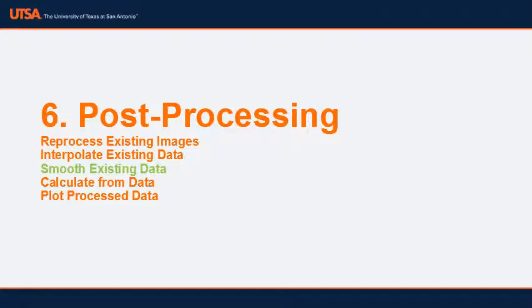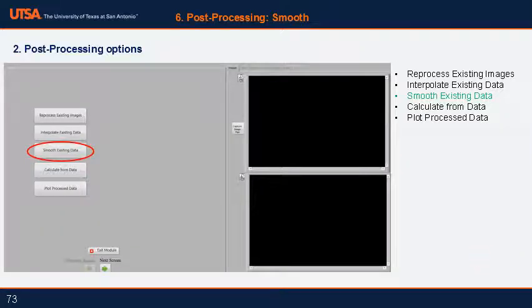Next is smoothing of data. Any measurement has noise, and so if you want to have cleaner plots or look at things a little bit better, you're going to smooth out your data. We provide a smoothing function here, so you go in and click the smooth data.